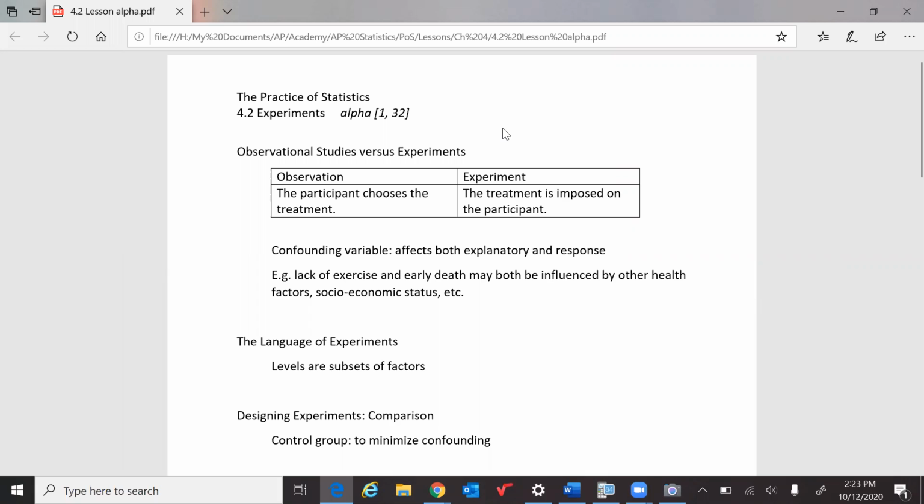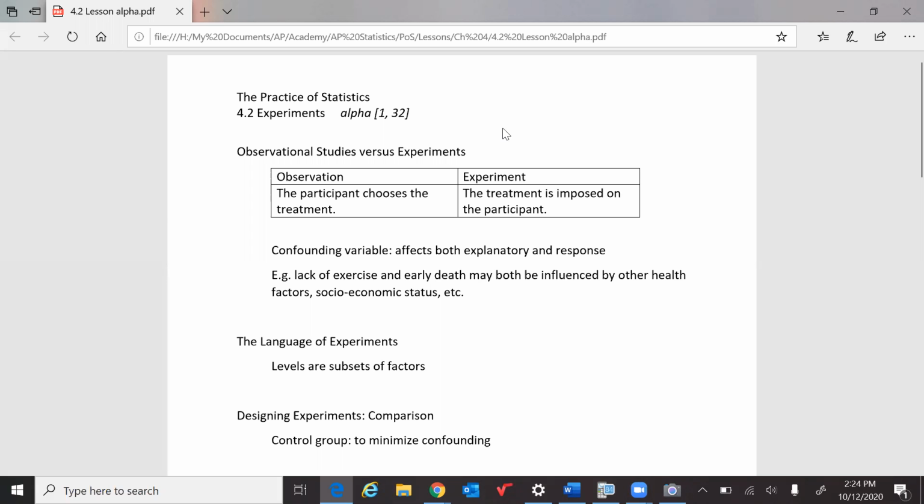In this chapter, we had bias. And bias is when the sample statistic does not map onto the population parameter. The difference between an observation and an experiment: in an observation, the participant chooses the treatment. In an experiment, it's imposed upon the participant. And you'll see what that is about when we go to the problems you're going to do. All right?